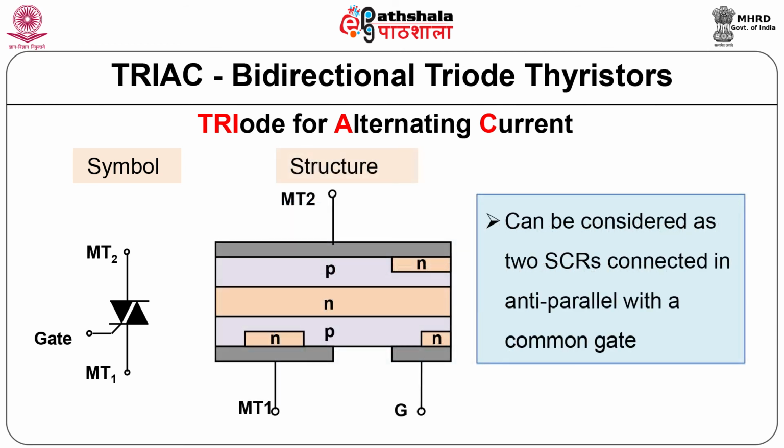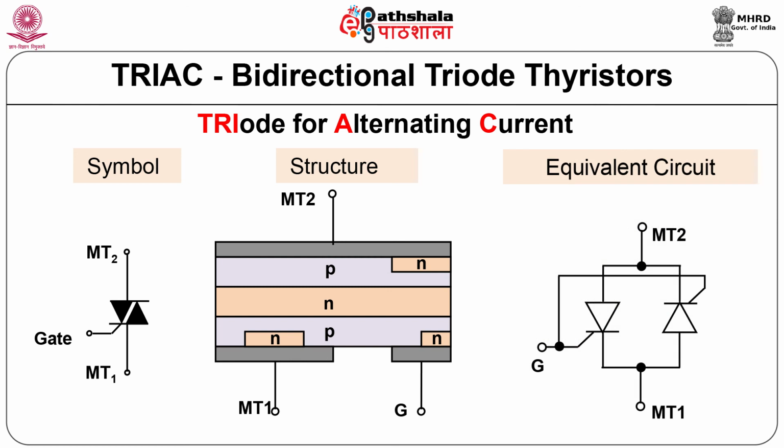The structure of the TRIAC is shown in the figure. From this figure, one can say that TRIAC can be considered as two SCRs connected in anti-parallel with common gate. The structure and the equivalent circuit are as shown in the figure.